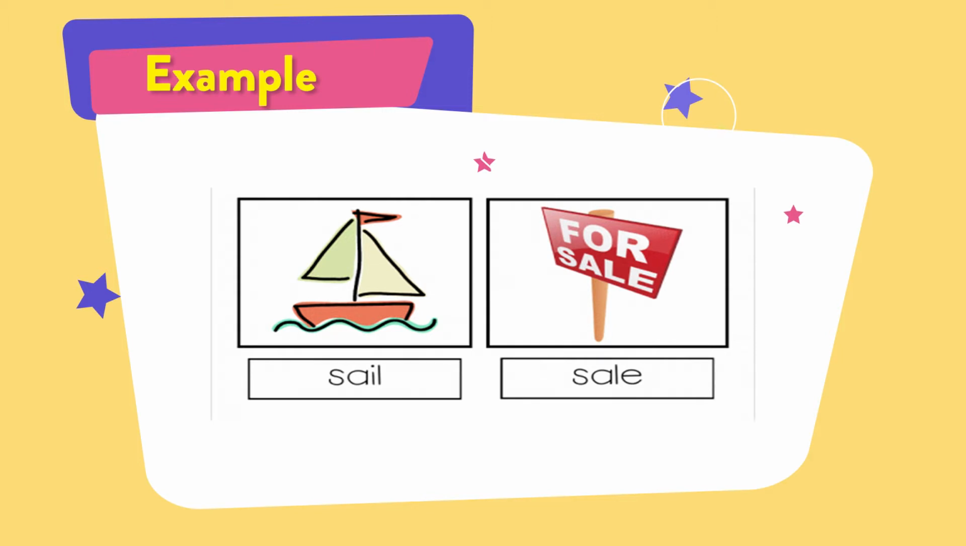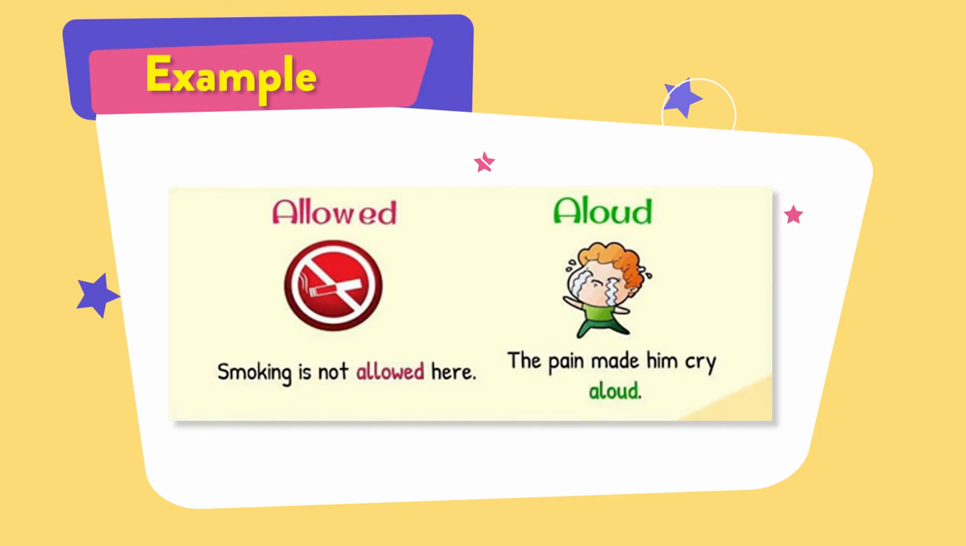We have a boat with the word S-A-I-L. And then we have a for sale sign, S-A-L-E. Sounding the same, but they're spelled differently and obviously have different meanings. The S-A-I-L would more than likely refer to a boat sailing on an ocean, while the second sale, S-A-L-E, refers to something that is up for purchase. Let's look at some others.